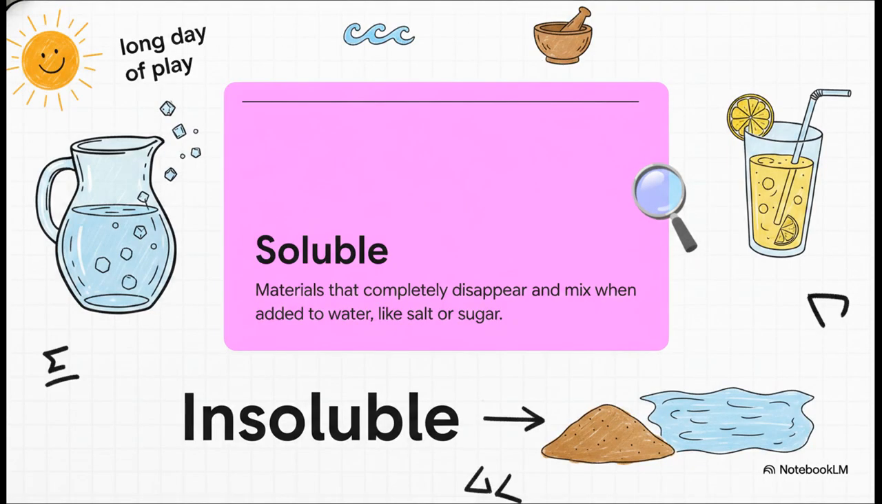Now, what happens when we mix things into water? Imagine you come home sweating from a long day of playing, and your mother makes you a glass of cold lemonade or shikanji. She mixes sugar and salt into the water. What happens? Poof! They completely disappear. They dissolve. We call these materials soluble. Water is honestly miraculous because it dissolves so many different materials, which is absolutely crucial for your bodily functions to operate smoothly. Now, if it doesn't mix, like say sand, then it's insoluble.